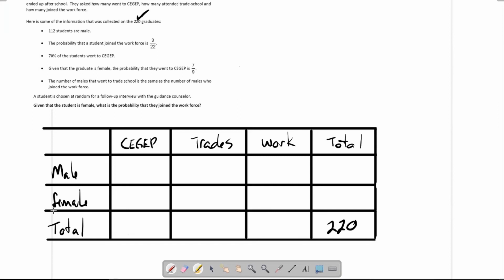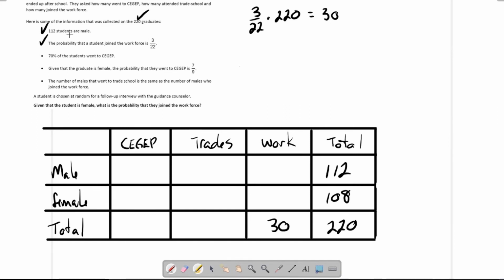112 students are male. So that's just straight up out of the total. There's 112 that are male. And it's not a big stretch then to go and do the math right away and say, well, if I've got one gap there, I'm going to go ahead and say there are 108 that are female. Now, the probability that the student joined the workforce directly is 3 out of 22. So if I've got 3 out of 22, and that's based on the total number of people that I talked to, I can say then that I'm looking for 3 out of 22 times 220, which is 30. So the number of people that joined the workforce directly, we can put into the table at 30.